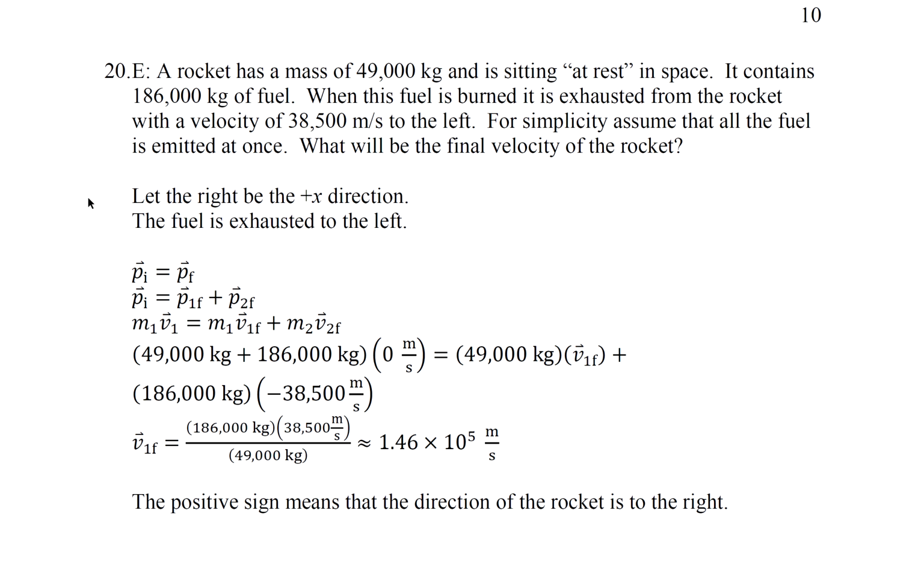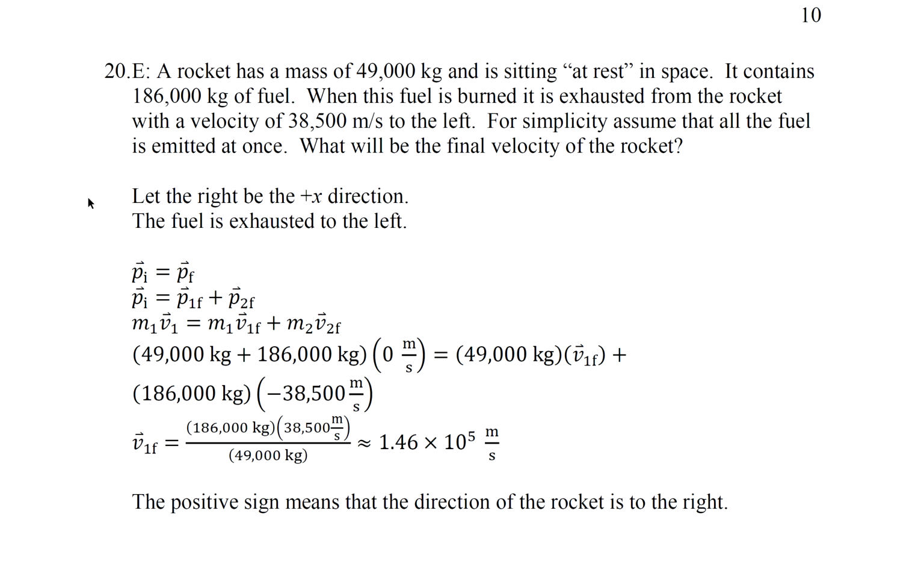Question 20. A rocket has a mass of 49,000 kilograms and is sitting at rest in space. It contains 186,000 kilograms of fuel. When this fuel is burned, it is exhausted from the rocket with a velocity of 38,500 meters per second to the left. For simplicity, assume that all the fuel is emitted at once. What will be the final velocity of the rocket?